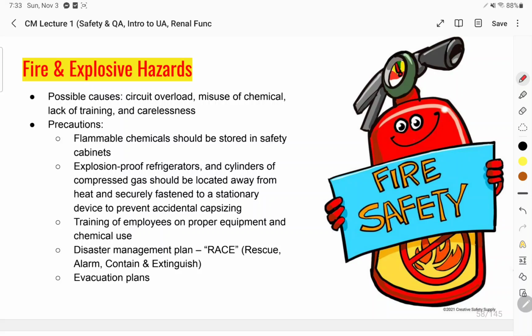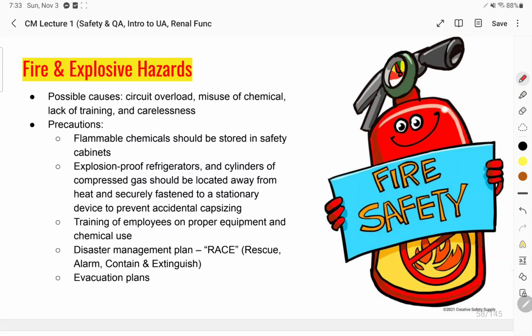Lack of training, no? You don't know how to use it, or you're careless. So that can also cause fire and explosive hazard. So what are the precautions that we should follow or observe to prevent this? So these flammable chemicals should be stored in safety cabinets. And also make sure that flammable chemicals should not be stored in direct sunlight. Okay? They should be stored in a safety cabinet.